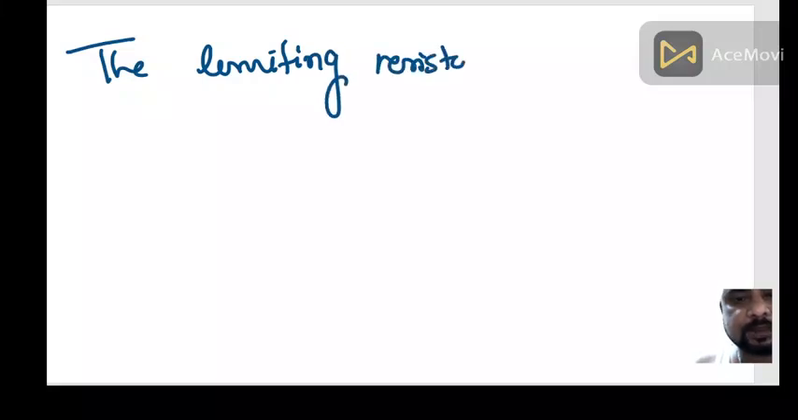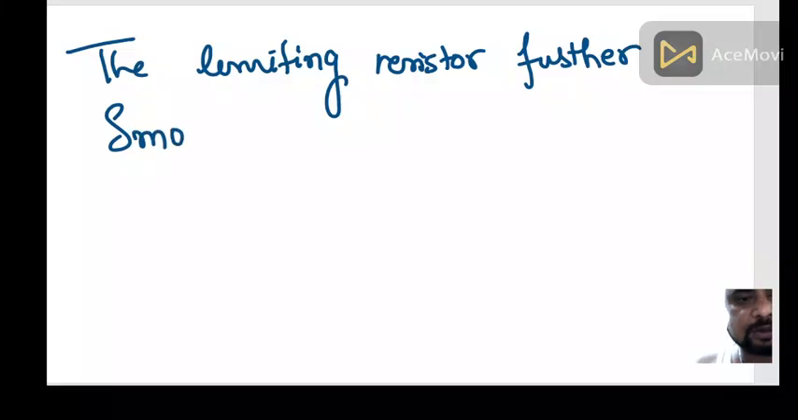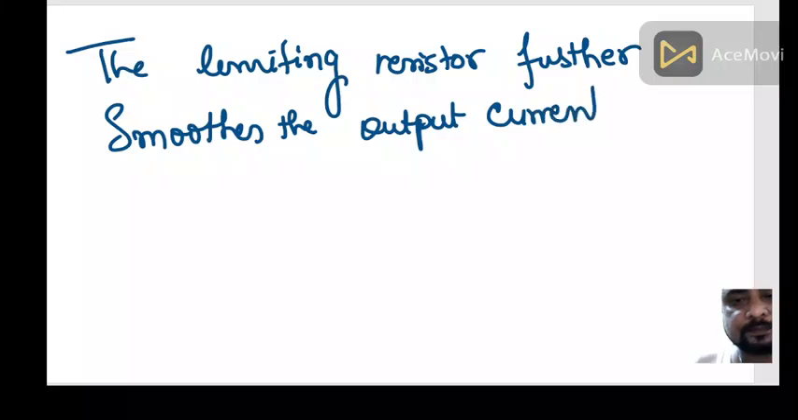The main effect of this limiting resistor is to further smooth out the output DC. The limiting resistor further smooths the output current.